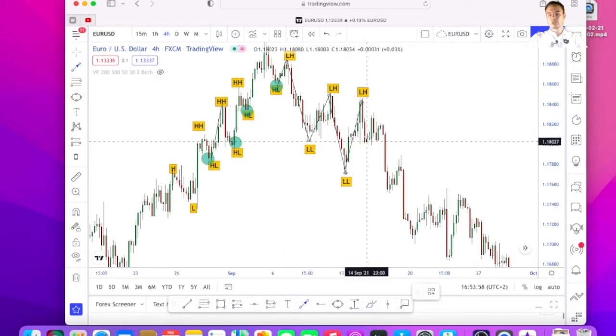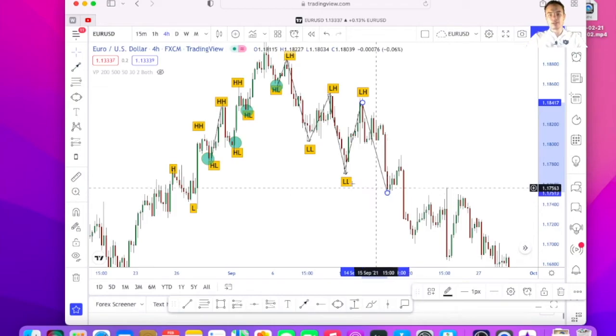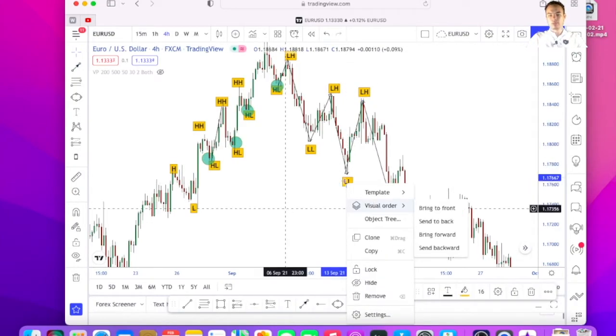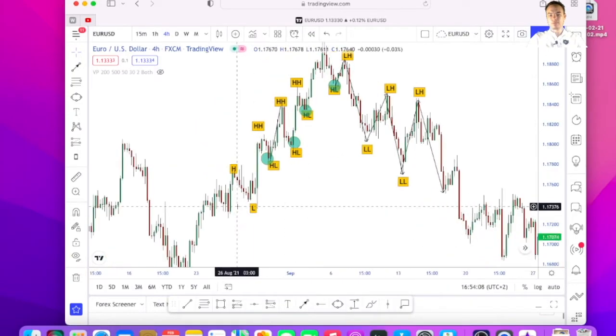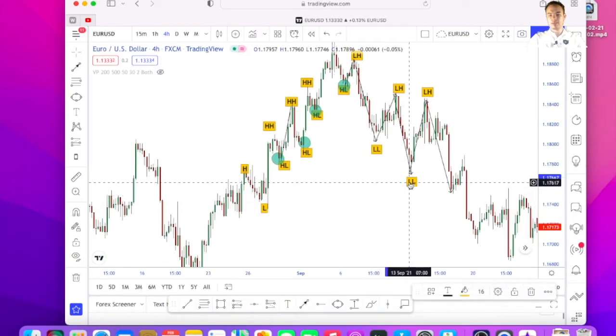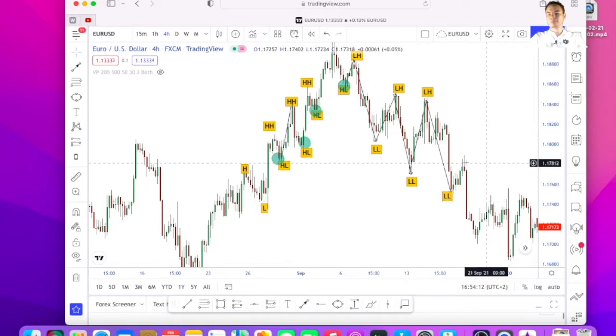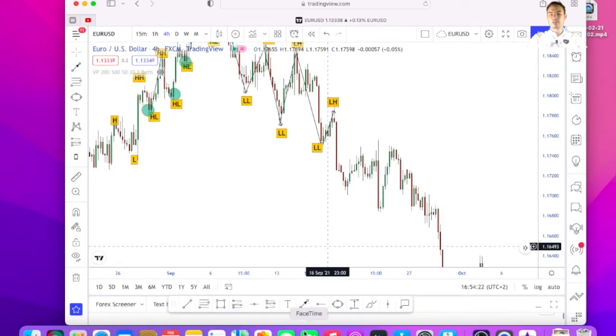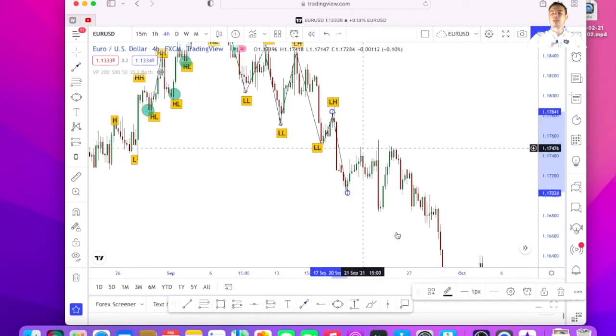Okay, a little consolidation. However, price made a decent lower low there. What am I doing? Lower low. Price then came up, made a lower high, and you can go on forever and ever until it changes. Okay, again, lower low, lower high, lower low.